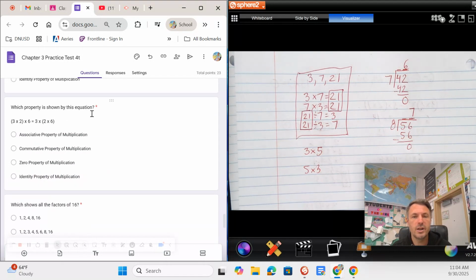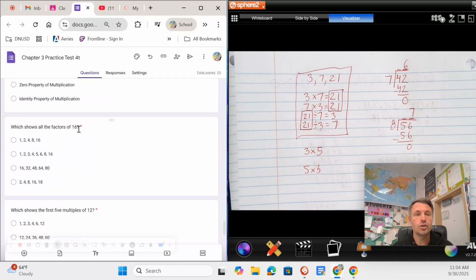Which property is shown by this equation? Remember, the property that says that you can change how numbers are grouped in parentheses when you're multiplying and it doesn't change the product. That's the associative property of multiplication.